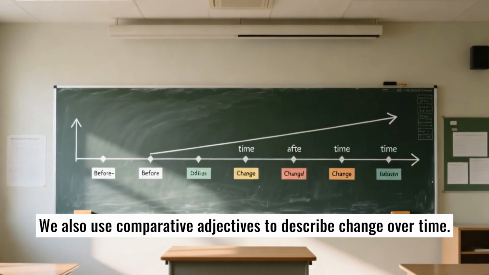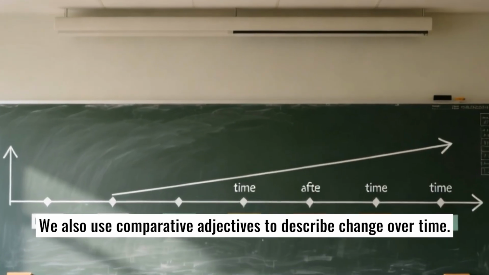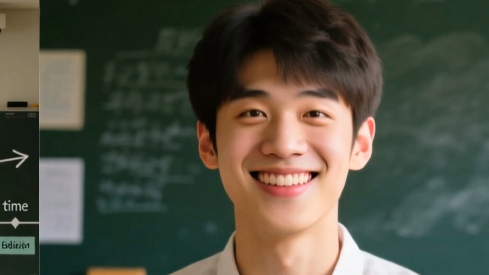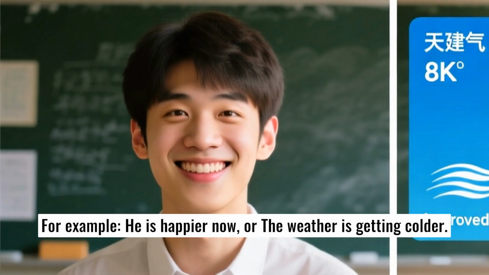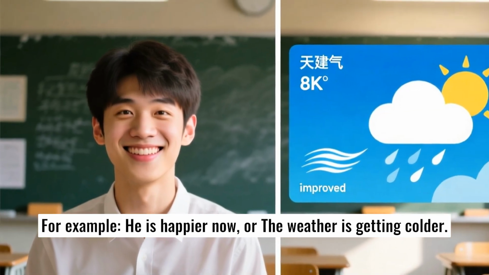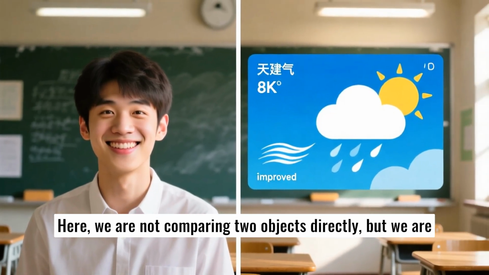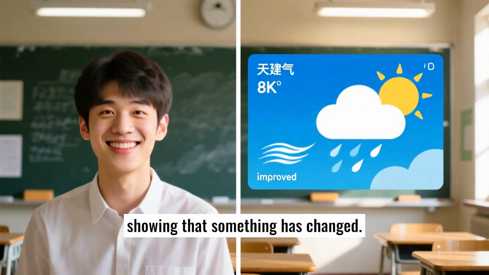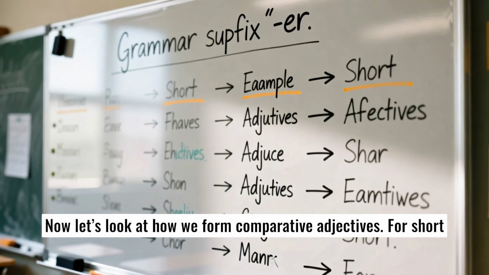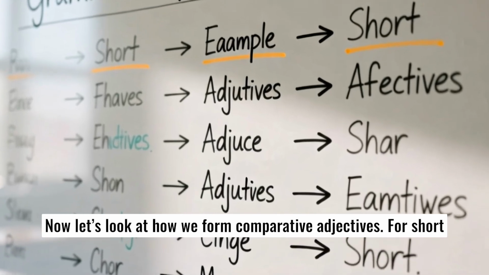We also use comparative adjectives to describe change over time. For example, he is happier now, or the weather is getting colder. Here, we are not comparing two objects directly, but we are showing that something has changed. Now let's look at how we form comparative adjectives.